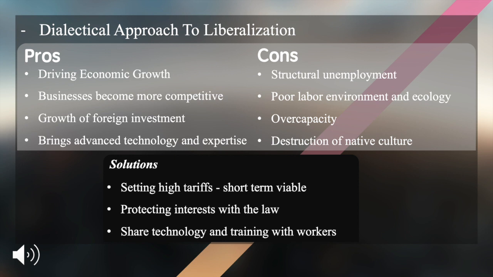As for the solution, high tariffs can only solve the problem in the short term. Improving laws and constantly improving the country's technology and economy is a long-term solution. So each of us should look at the problem in a dialectical way.